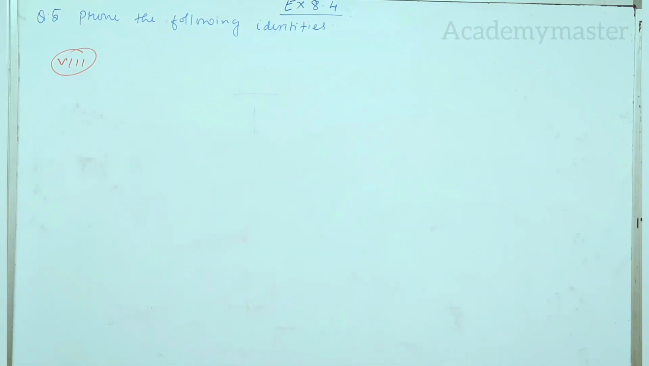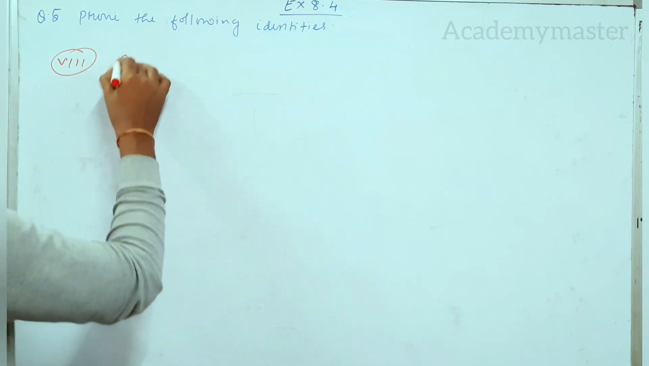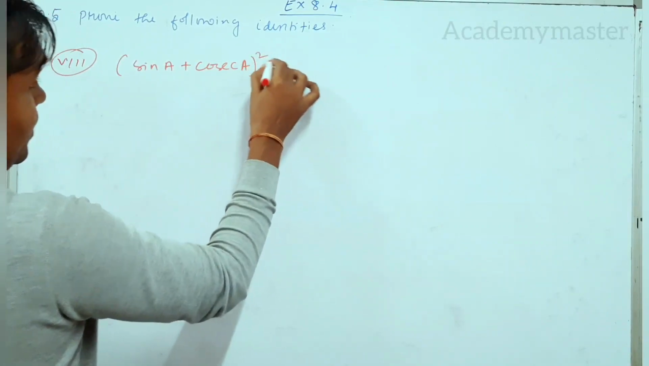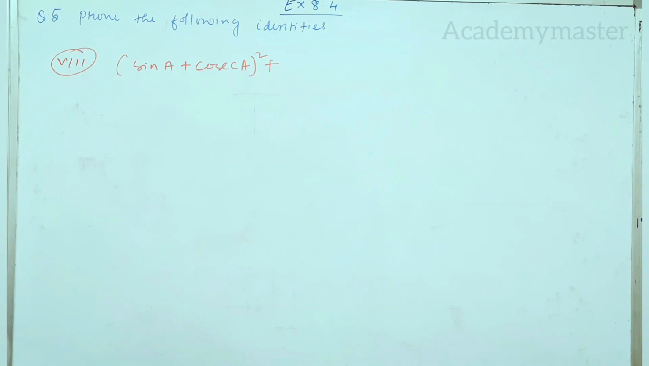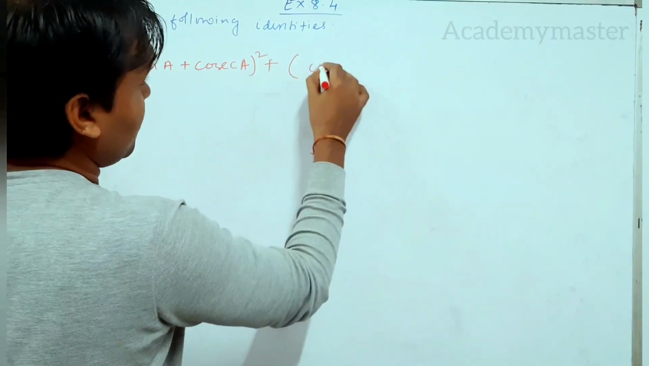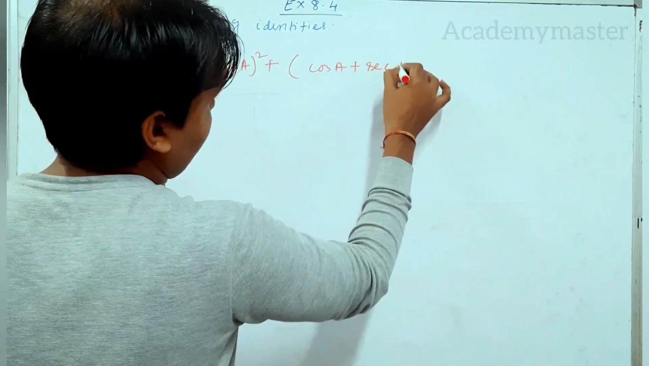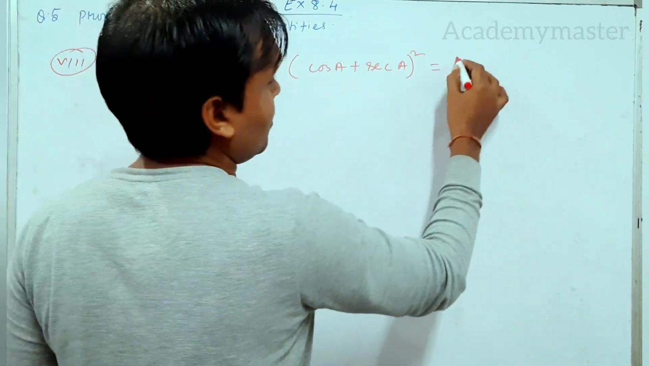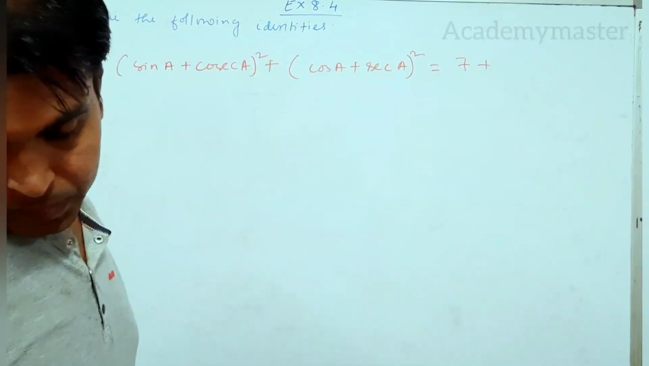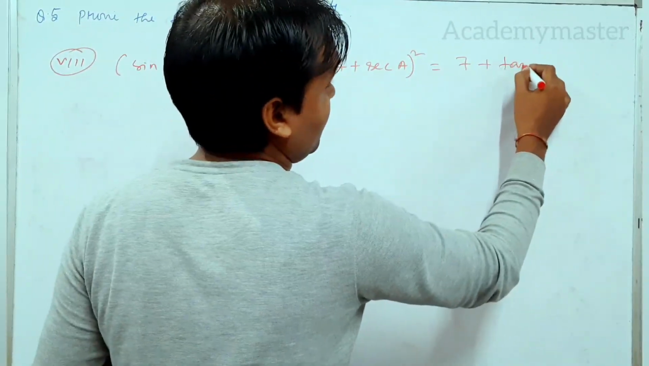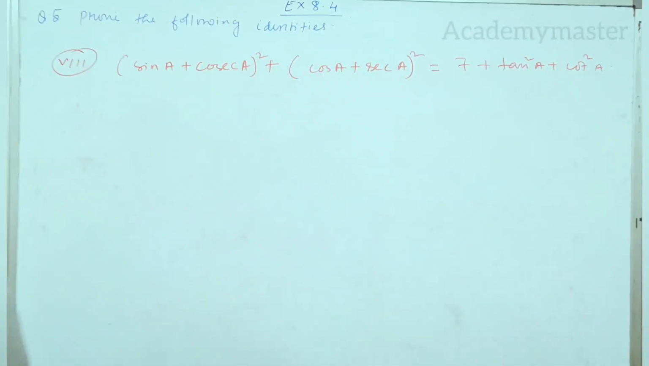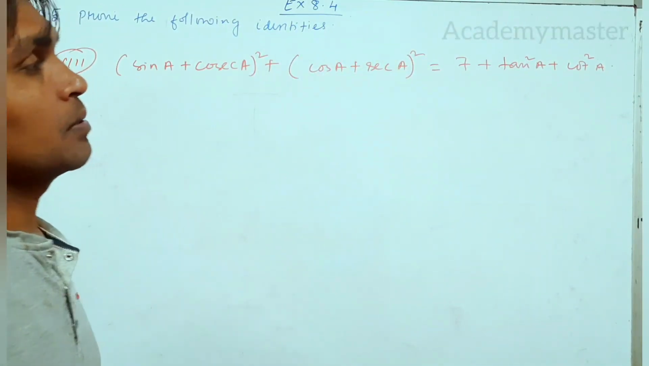What is the question? The question is (sin A plus cosec A) whole square plus (cos A plus sec A) whole square equals 7 plus tan square A plus cot square A. See, dear students, these questions are not only important in the board examination.